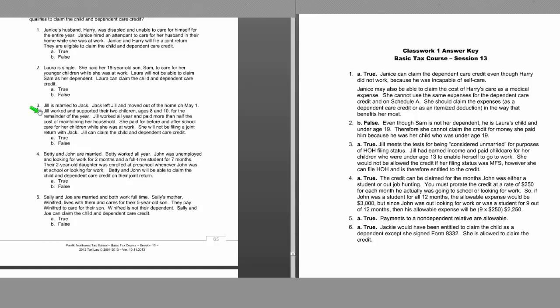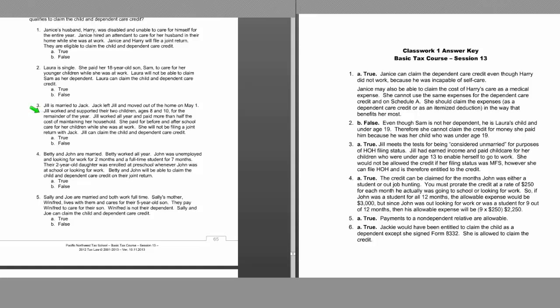Question number three, Jill is married to Jack. Jack left Jill and moved out of the home on May 1. Jill worked and supported their two children, ages 8 and 10, for the remainder of the year. Jill worked all year and paid more than half the cost of maintaining her household. She paid for before and after school care for her children while she was at work. She will not be filing a joint return with Jack. Jill can claim the Child and Dependent Care Credit.